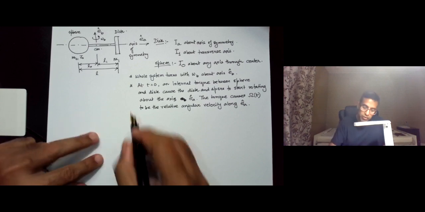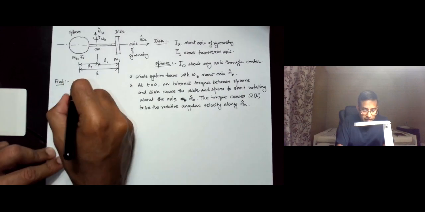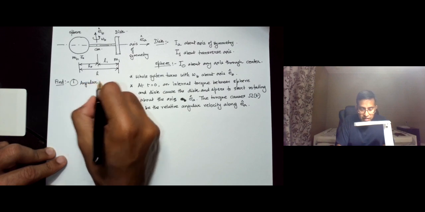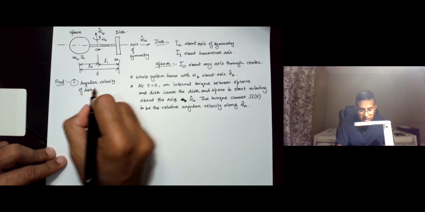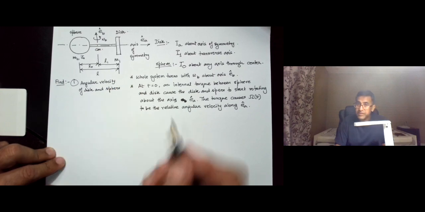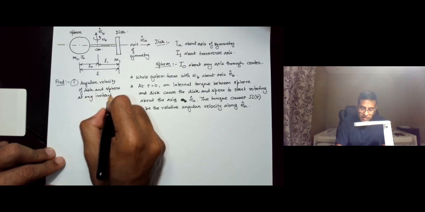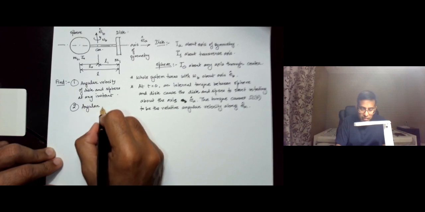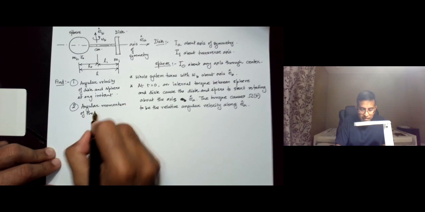So given this, what we want to do is find two things. Number one, the angular velocity of disk and sphere as a function of time, at any instant. And number two, the angular momentum of the assembly.